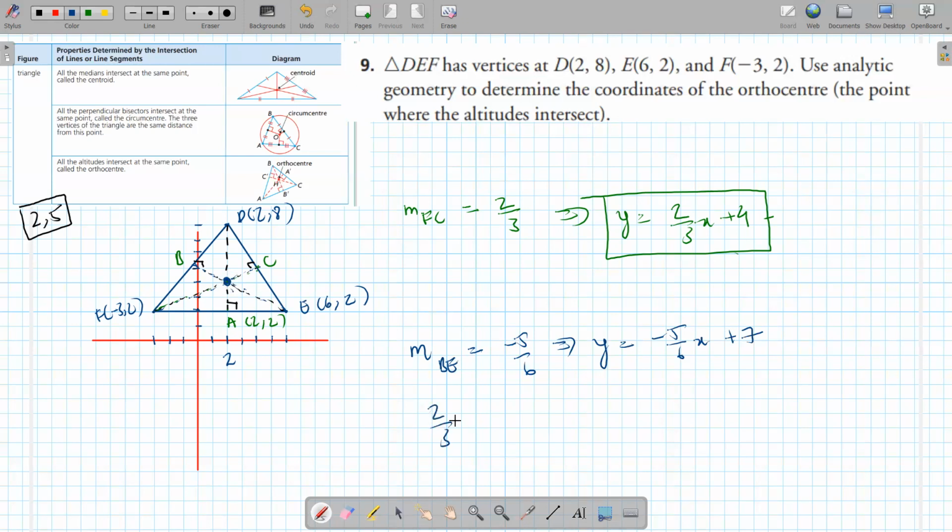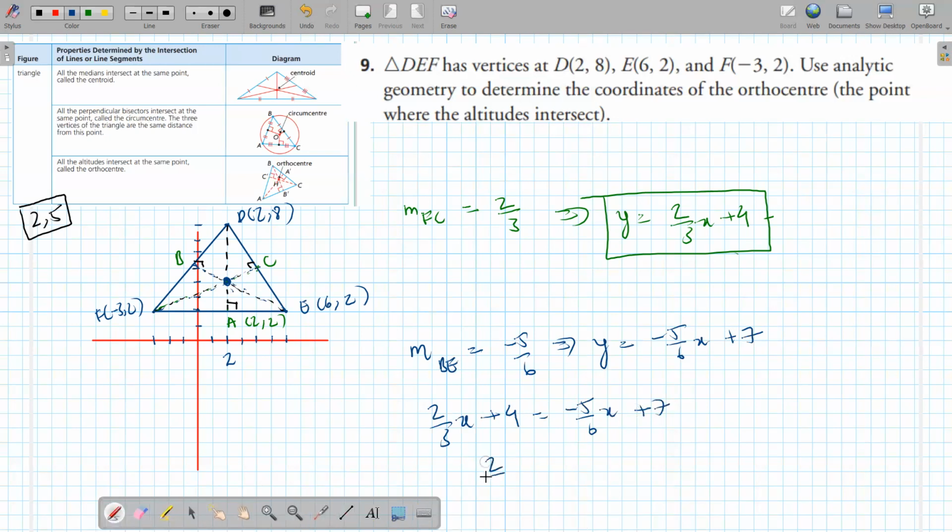So 2 over 3x, just make them equal to each other, plus 4 is equal to negative 5 over 6x plus 7. I'm going to plug this in a calculator. Look at this: 2 over 3x plus 5 over 6x is equal to 3. So what's 2 divided by 3 plus 5 divided by 6? We're just going to do 3 divided by that number. Turns out x is 2.